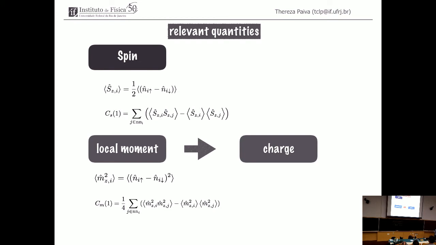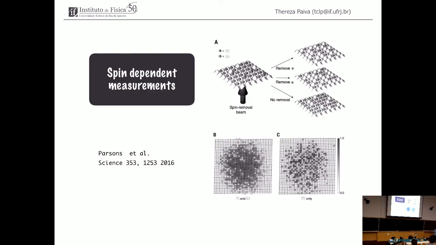So the relevant quantities, the quantities we want to study, are the local moment, because it tells you about how charge is distributed in the system, and the spin, because we want to know spin-spin correlations and look at antiferromagnetic correlations in the systems. So the spin is just n up minus n down over 2, and we look at spin-spin correlations with the uncorrelated part subtracted.